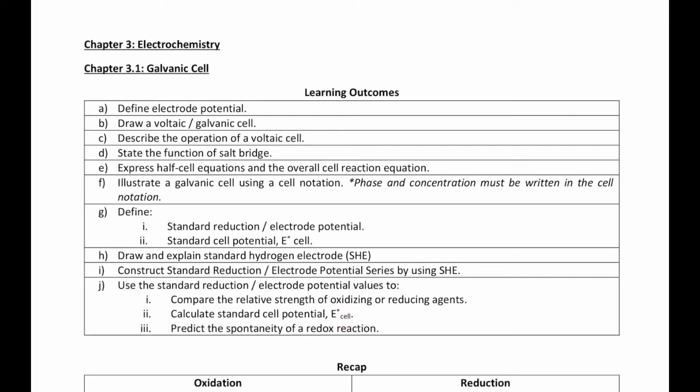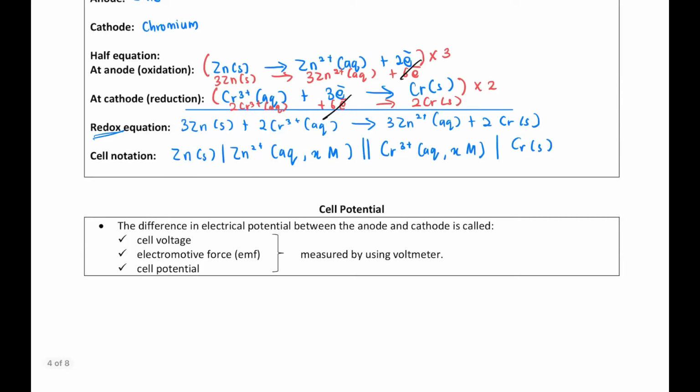Okay, so E0 cell or standard cell potential. And lastly, you should be able to predict the spontaneity of a redox reaction. Okay, so the other day we already covered yang atas ni. So kita akan start dengan cell potential lah.